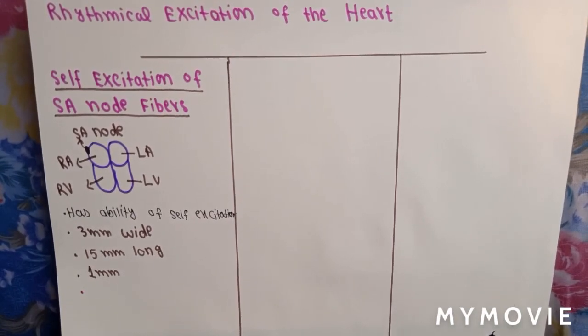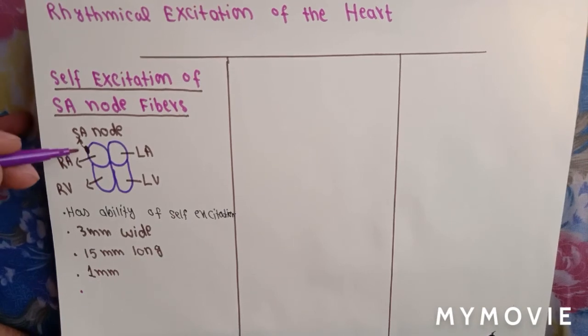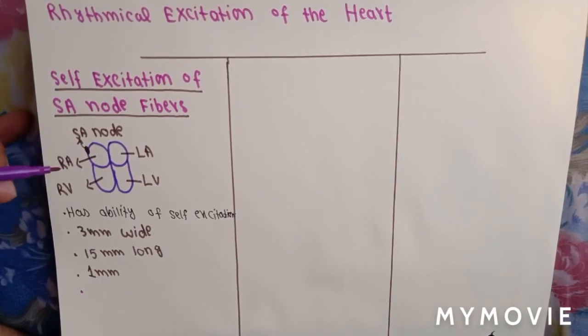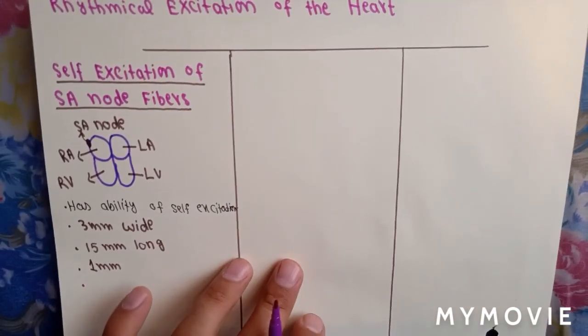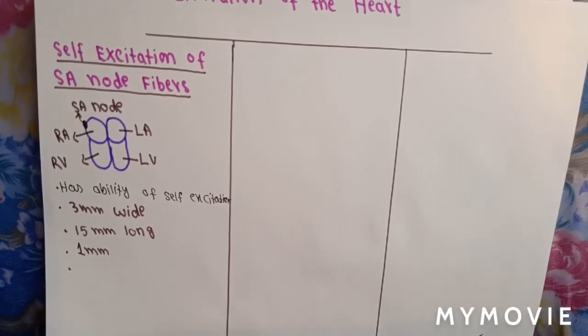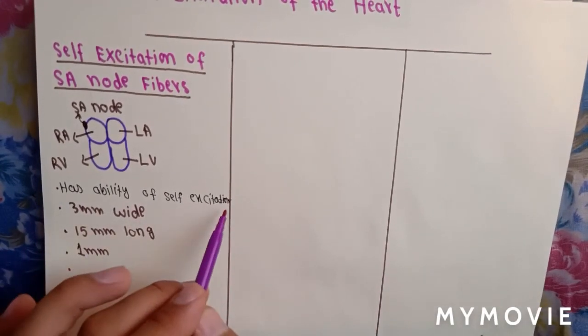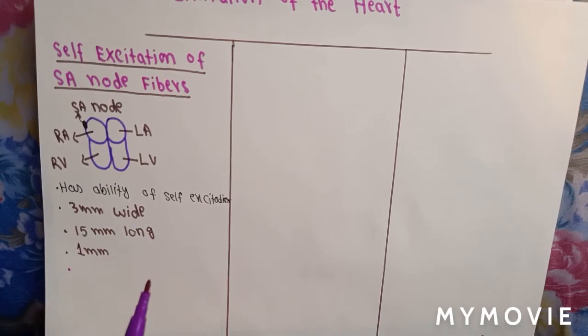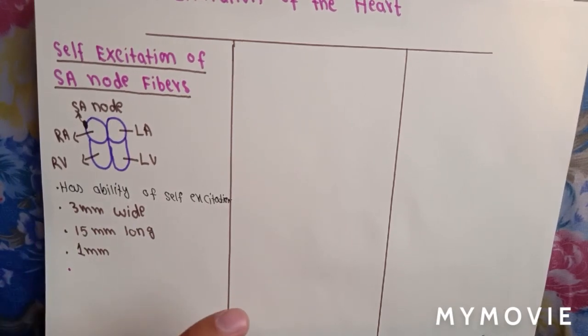So here I am going to discuss self-excitation of SA node fibers. First of all, the SA node is present on the slightly dorsal lateral side of the heart, especially the posterior side. It has a specific characteristic, which is self-excitation. Its ability of self-excitation means that it becomes excited, with depolarization and repolarization occurring in this SA node.